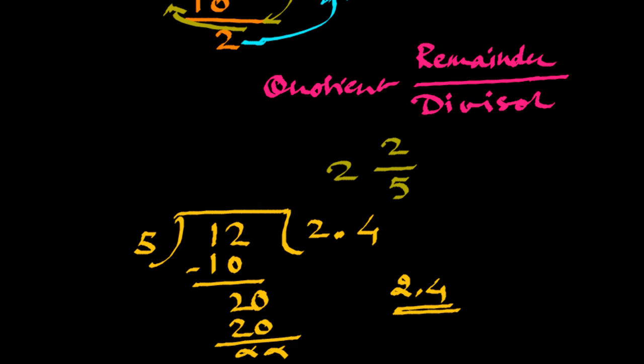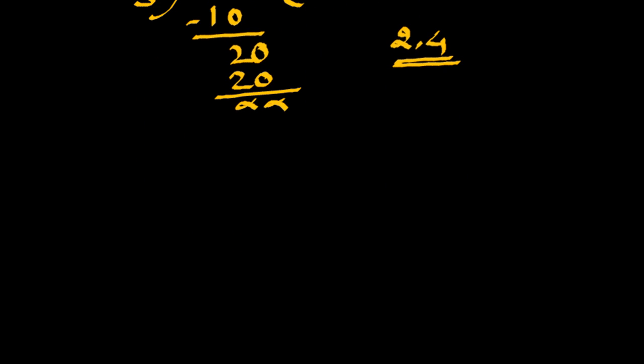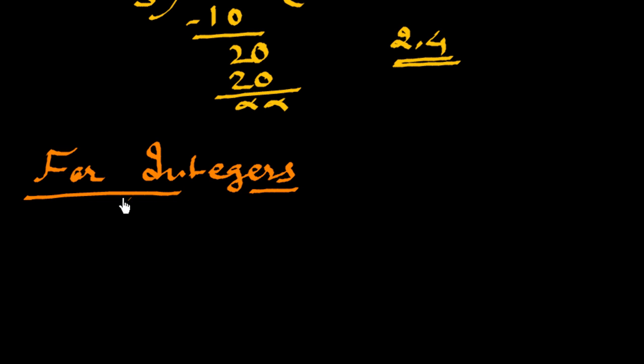So in this way we could explain the division of natural numbers. Now we have to divide integers. For integers, we see what we have to do. I explain the sign rule for integers.